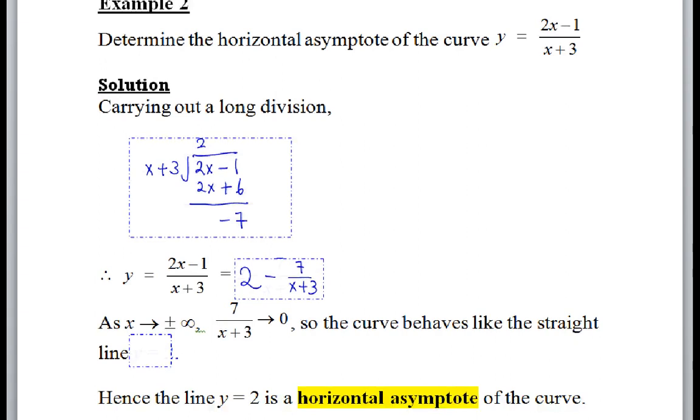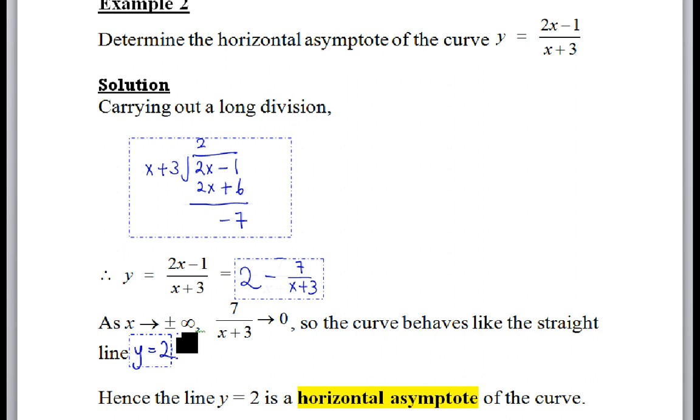I like this form because it tells us a bit more. What do I mean? As x tends to infinity, this whole thing tends to 0. Get it or don't get it? Because the denominator becomes very big, this whole thing tends to 0, which means y tends towards 2. Follow? It behaves like y equals 2.